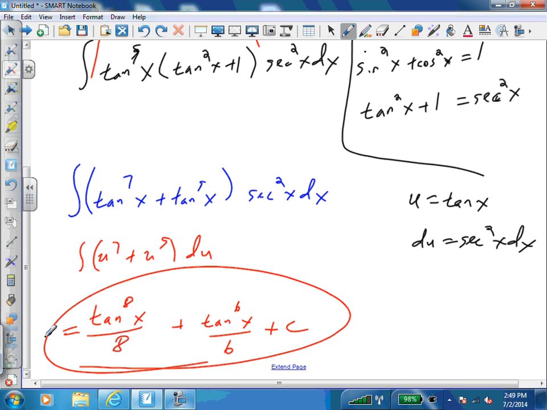So it's just going to be keeping up with, okay, how many secants do I have? How many tangents do I have? What do I want my u to be? What do I want my du to be?